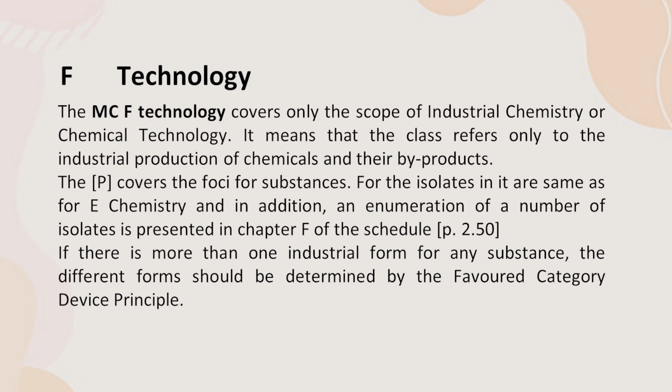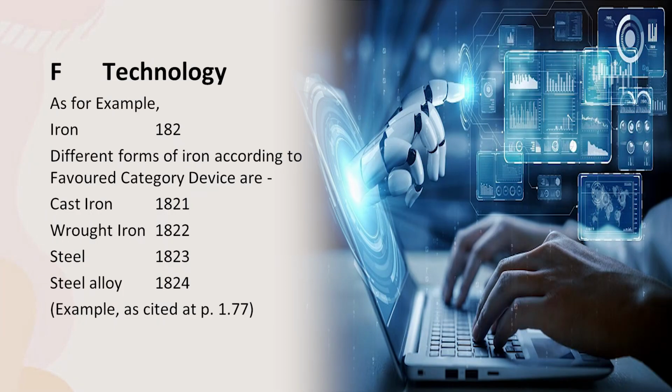If there is more than one industrial form for any substance, the different forms should be determined by the favored category device principle, such as the notation for iron is 182 and different forms of iron according to the favored category device may be obtained, such as for cast iron the notation will be 1821, the wrought iron will be denoted as 1822, then steel will be denoted as 1823 and steel alloy will be denoted by 1824.